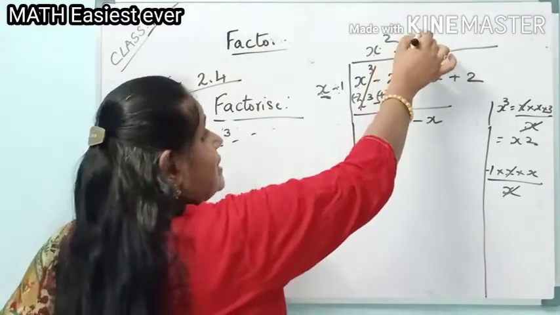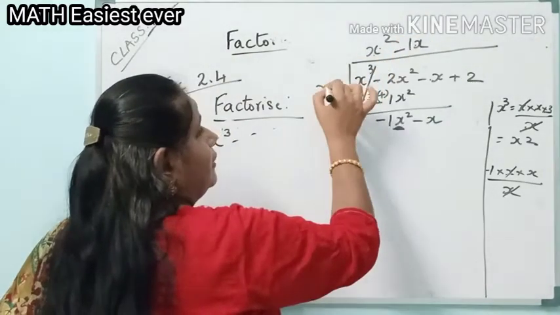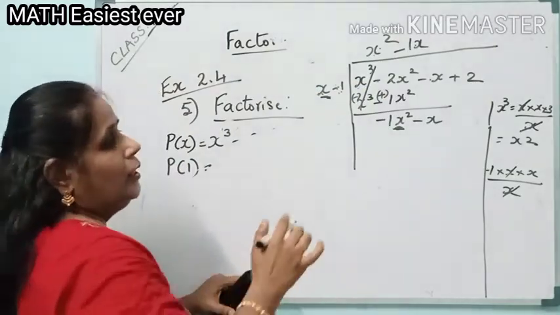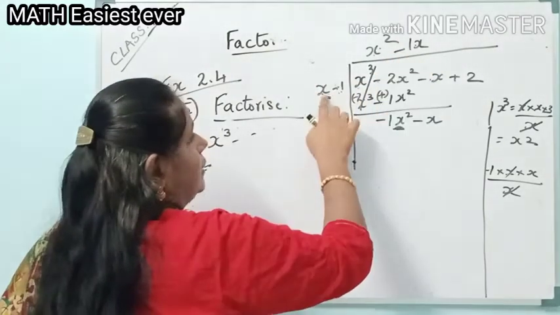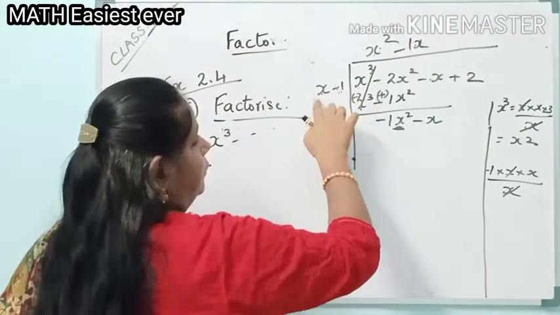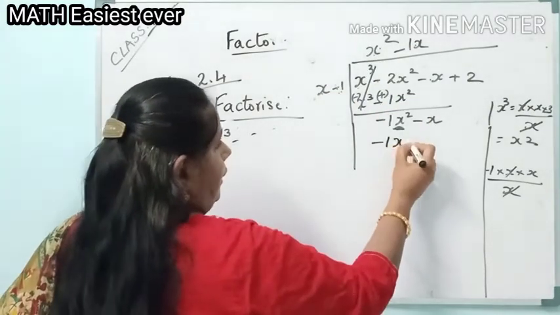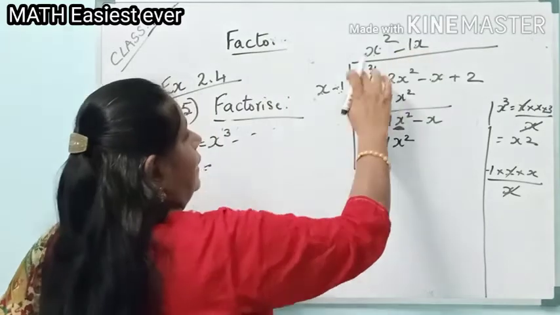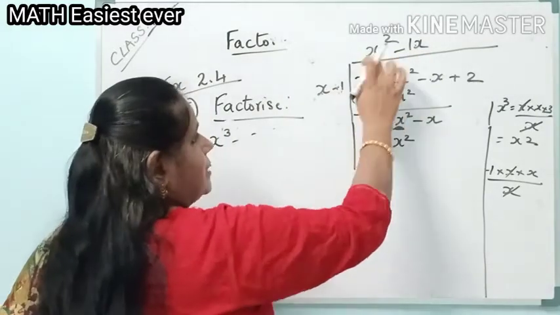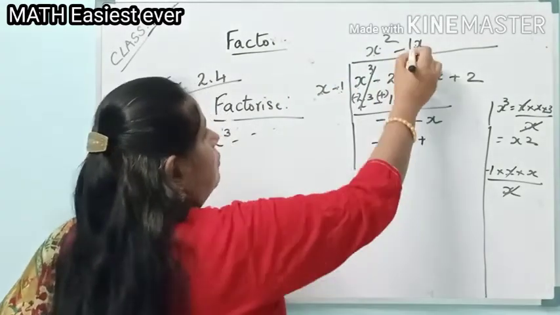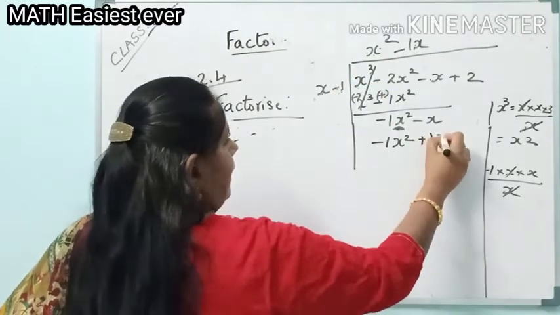Now take the second term and multiply with these two terms as I told you. So what will you get? Minus 1x into x will be minus 1, x into x is x square. Then take minus and multiply with this minus. Minus into minus becomes plus. 1x into 1 is 1x.